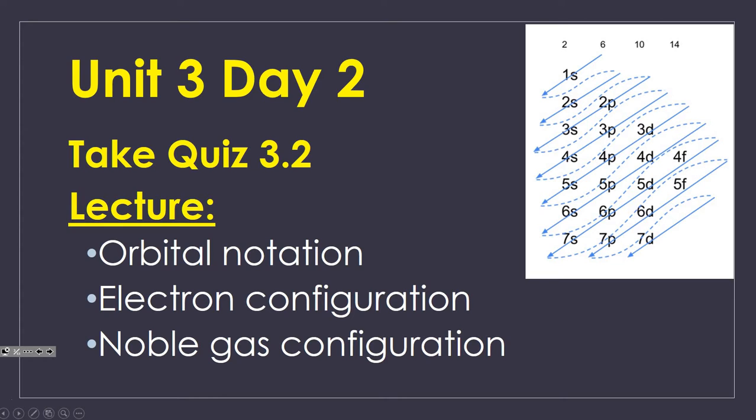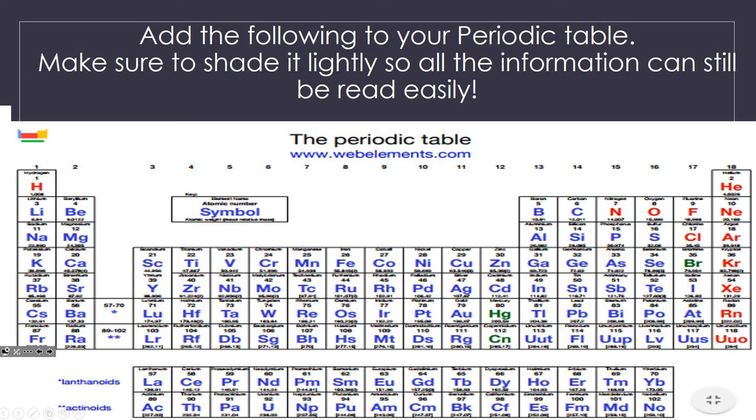Today in the lecture, this is just sort of a preview of what we're going to talk about. We're going to talk about orbital notation, electron configuration, and noble gas configuration. It's all about where the electrons are in the atom. Those are fancy words, but that's what we're going to do. So we are going to have your periodic table out in front of you, and you can use pencils or you can use crayons. I don't care whichever you are more comfortable with.